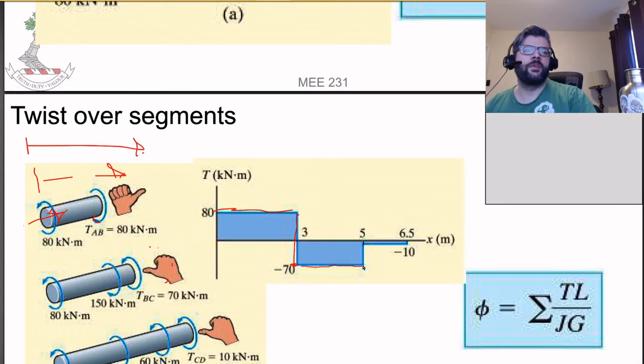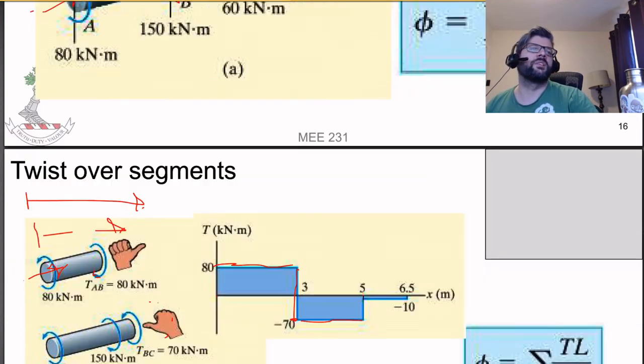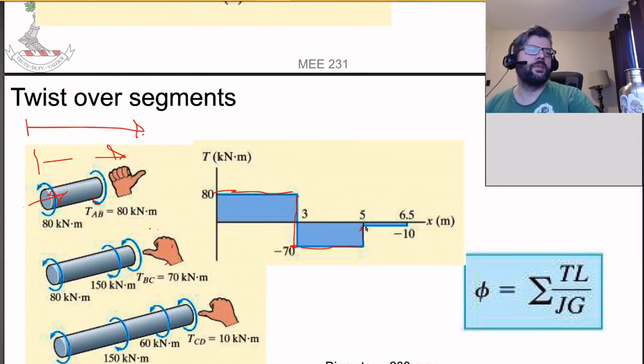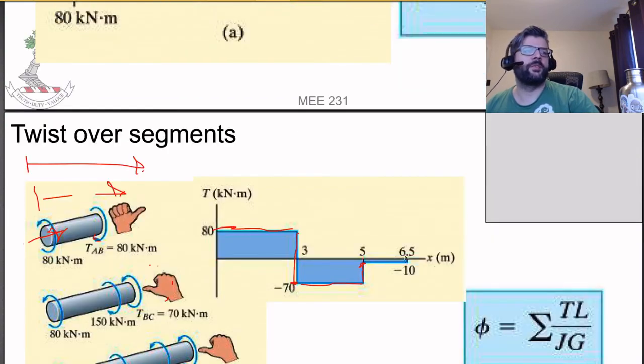And then move across here, and then we hit the 60 kilonewton one. Again, that's a negative 60 kilonewtons based upon our right-hand rule, so that'll bump us up 60 kilonewtons to minus 10. And then at the very end, we hit our 10 kilonewton meter torque, and that bumps us back up to 0.